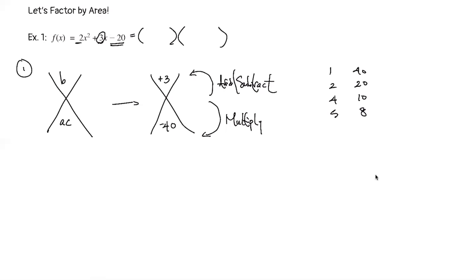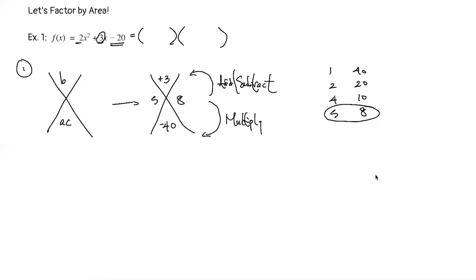Well, of these pairs, which ones can I make into 3 by adding or subtracting? And I think you'll agree that 5 and 8 can be subtracted to make a positive 3. So I'm going to put these numbers here, 5 and 8.